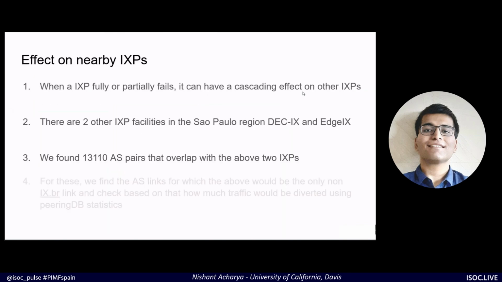The third thing that we want to figure out is the cascading effect on nearby IXPs. So when an IXP fully or partially fails, it can have a cascading effect on other IXPs. In this case, there are two other IXP facilities in Sao Paulo, DE-CIX and EdgeIX. We found a total of 13,110 AS pairs or links that overlap with the other two IXPs. In this case, we're only considering the AS pairs with open peering policies.